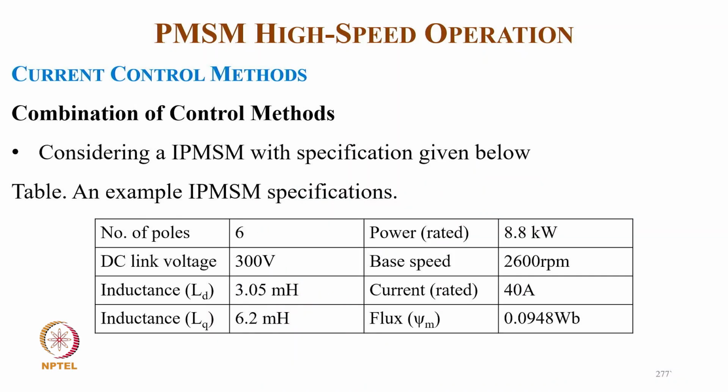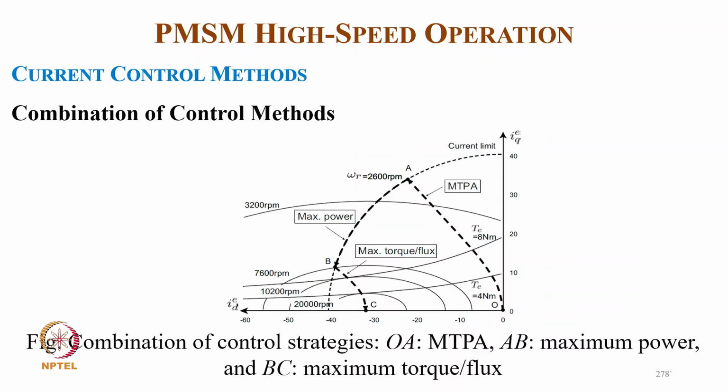Now, a combination of control methods considering the interior permanent magnet synchronous motor with the specification given here. An example of an interior permanent magnet motor with 6 poles, 8.8 kilowatt, DC link voltage, and base speed 2600 RPM, with inductances 3 and 6.2 millihenry, current of 40 ampere, and flux 0.094. This is a combination of control.